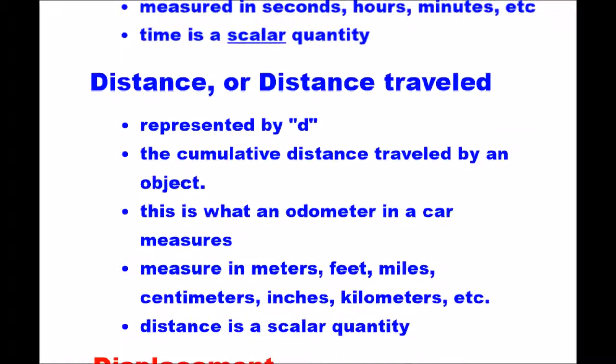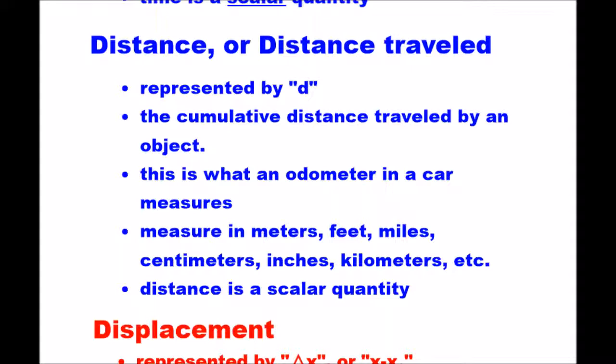Okay, another physical quantity that we discuss when we think about kinematics is the concept of distance or distance traveled. If you see the lowercase d in an equation, that is representing distance. And really what we mean by that is just the cumulative distance traveled by an object, how far you've gone total on a trip. So, that's like what an odometer in a car measures.